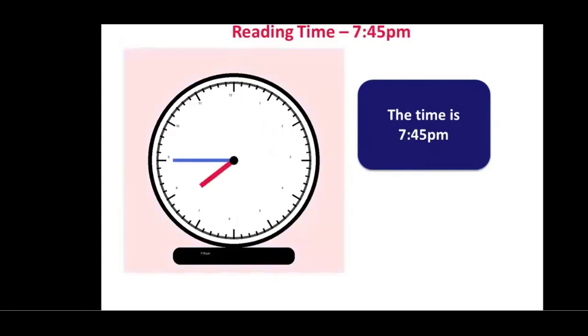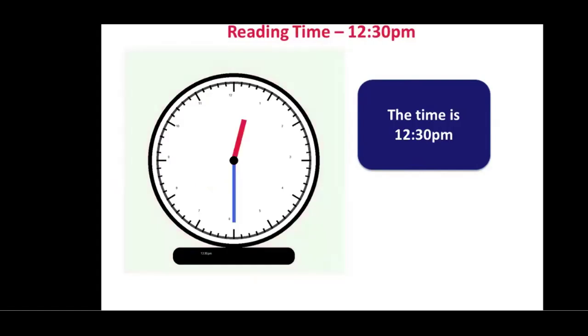Here is another one. Just like what we did yesterday, you're able to tell this time. This is 7:45 p.m. Is this morning, afternoon, or evening? Evening. Very good. And here we have this time also. You've been able to tell the time before now. So tell us this time, 12:30 p.m. Is it morning, afternoon, or evening? Afternoon. It's noon, afternoon, right?